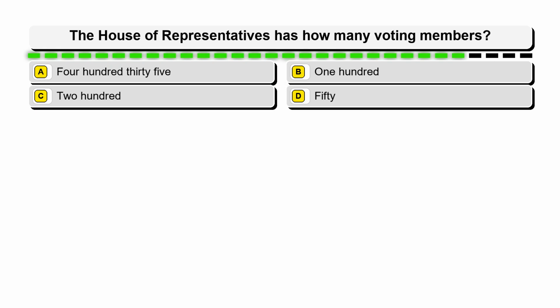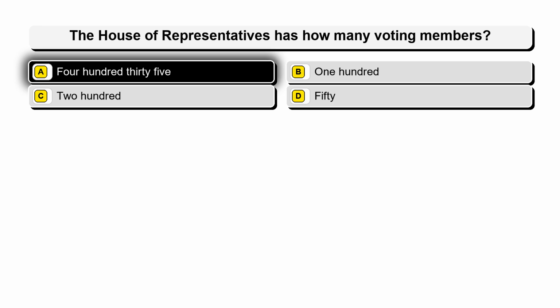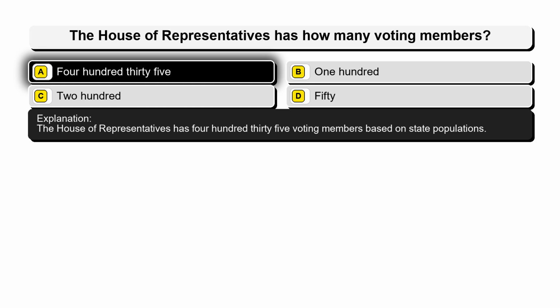Question 111. The House of Representatives has how many voting members? Option A, 435, option B, 100, option C, 200, option D, 50. The correct answer is option A, 435. The House of Representatives has 435 voting members based on state populations.